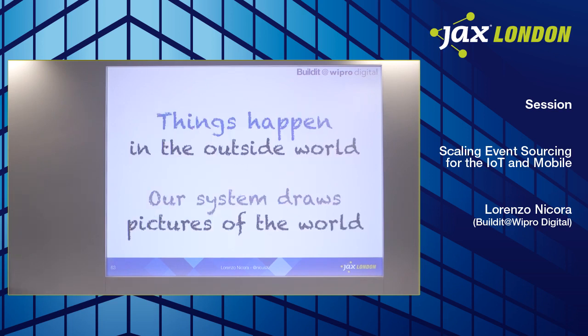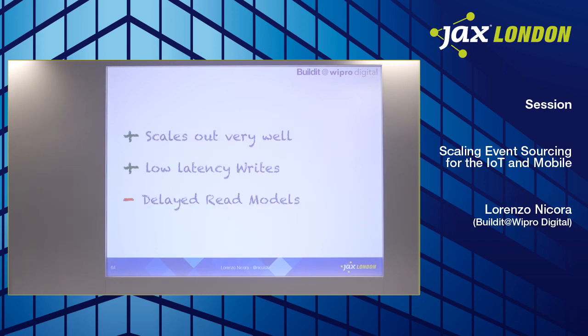In this approach, things happen outside our system, not inside our system. And the goal of our system is drawing a picture of this external world. It's a totally different vision. This kind of approach scales out very well, a lot. Write latency can be kept very low. The main issue, apart from complexity, but to be fair, both approaches have a lot of complexity, apart from complexity, one of the main drawbacks is you always have a delayed read model. The delay depends on your domain, your type of client, the delay or the reliability of your read model you are ready to accept and so on. You may also tune it.